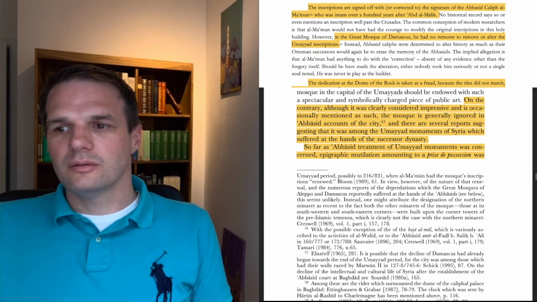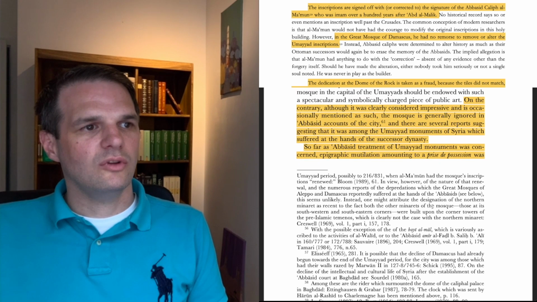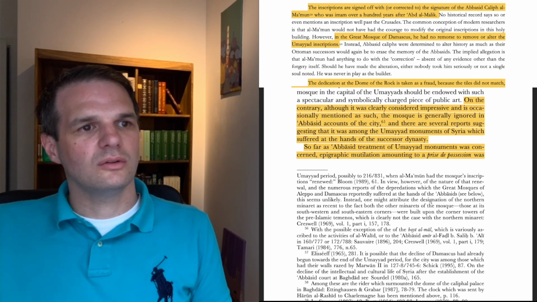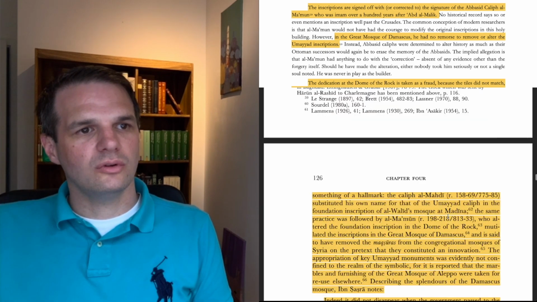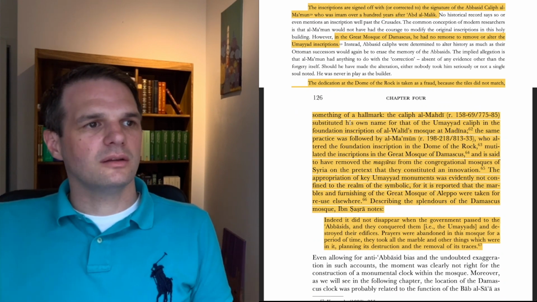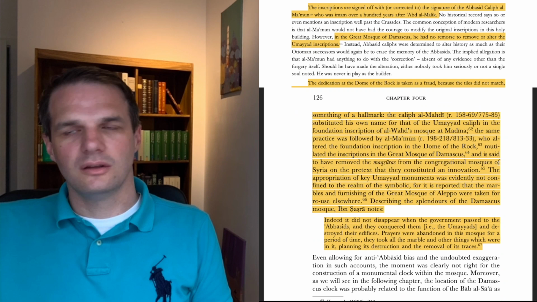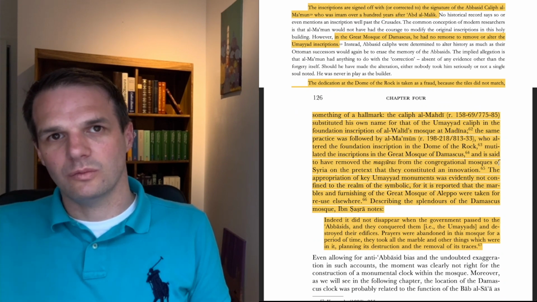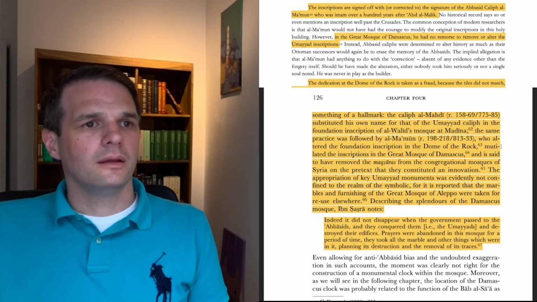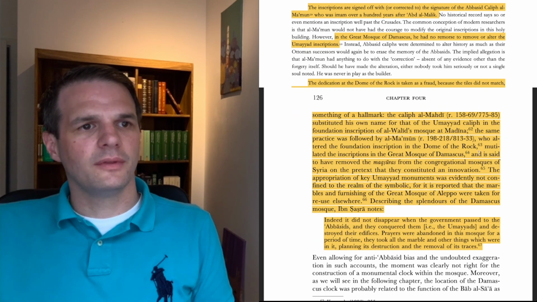Right, let's move on. "So far as Abbasid treatment of Umayyad monuments was concerned, epigraphic mutilation amounting to a prise de possession was something of a hallmark. The Caliph al-Mahdi substituted his own name for that of the Umayyad Caliph in the foundation inscription of al-Walid's mosque at Medina." So exactly the same as what happened with the Dome of the Rock. "The same practice was followed by al-Mamun, who altered the foundation inscription in the Dome of the Rock." Yeah, there we have it.